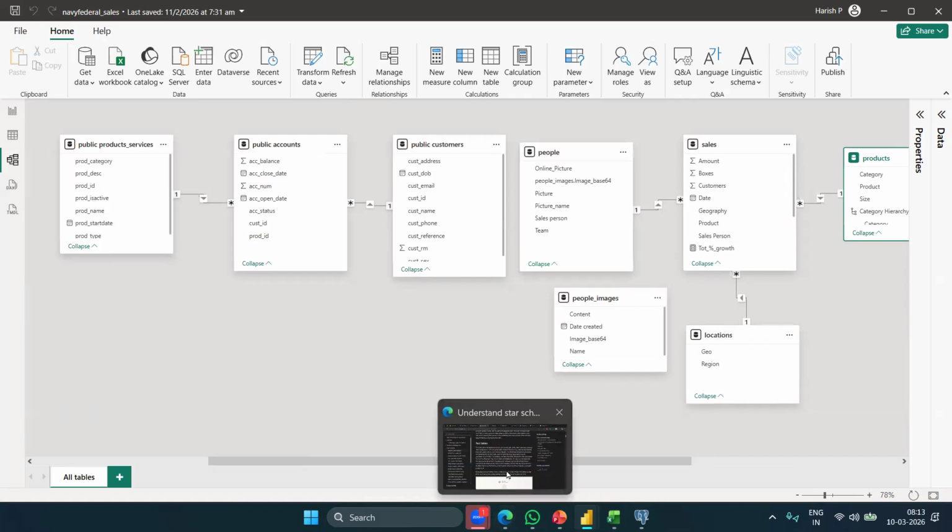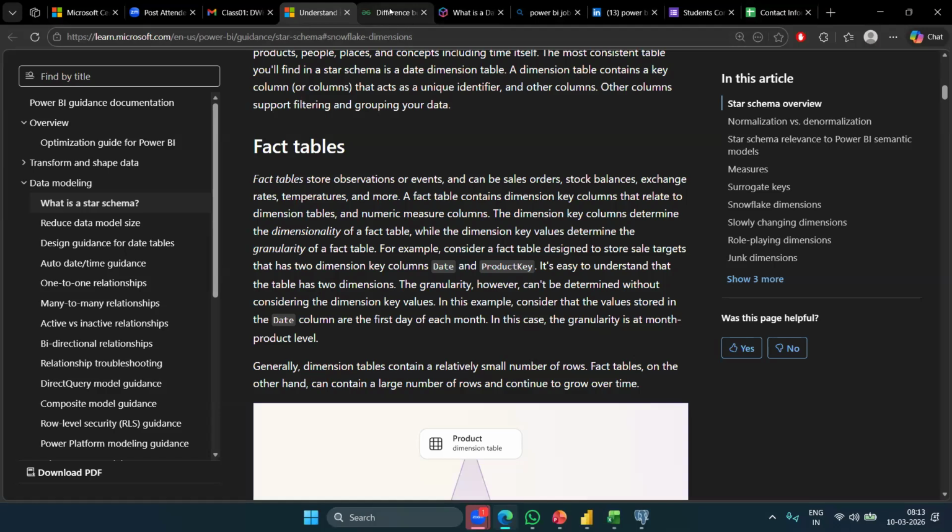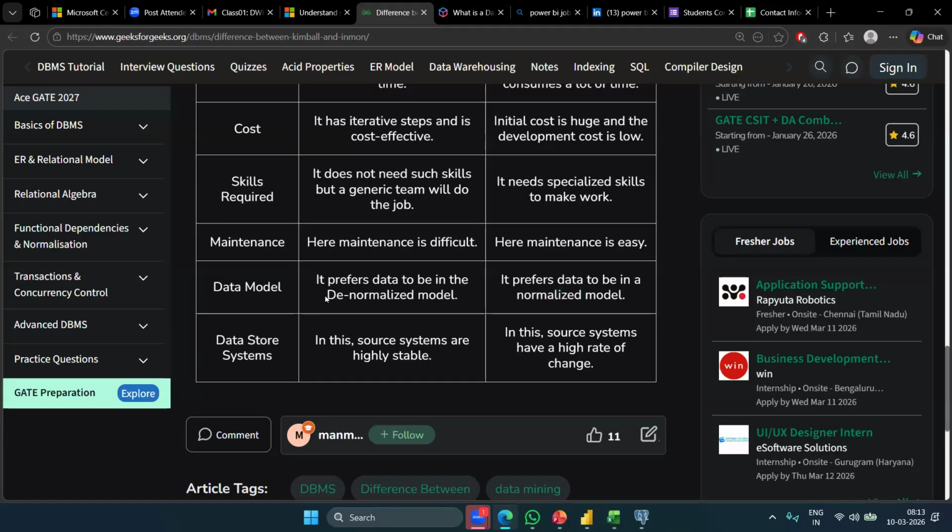Okay, so coming back to the differences, I hope now you are clear on denormalization and normalization. Data source systems are highly stable, whereas the data warehouse has a high rate of change, because when it goes to the enterprise, different new systems would be coming into our data warehouse.